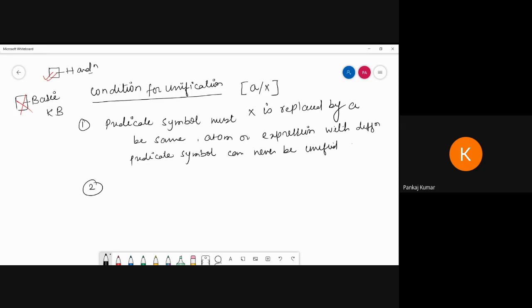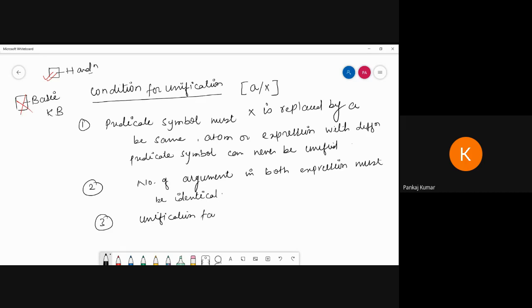The number of arguments in both expressions must be identical. And the third one: unification fails where two similar variables are present in the same expression. So where does it fail? Unification fails where two similar variables are present in the same expression.